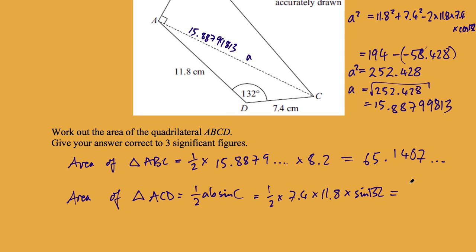sine 132 multiplied by 11.8 multiplied by 7.4 divided by 2, 32.4457.